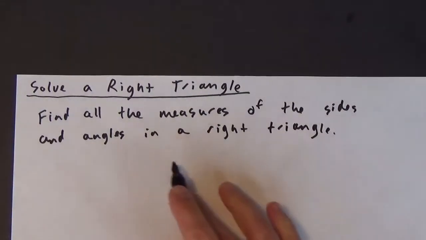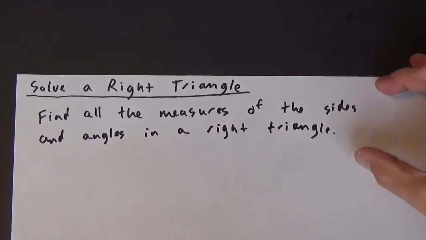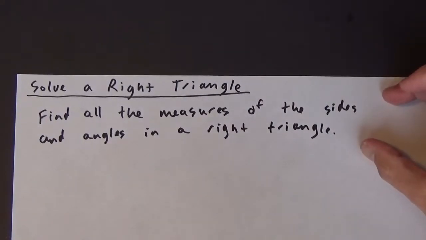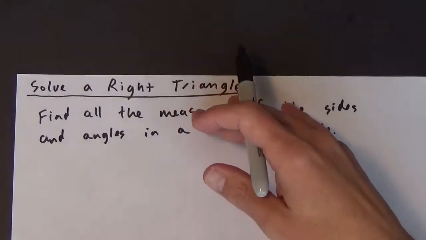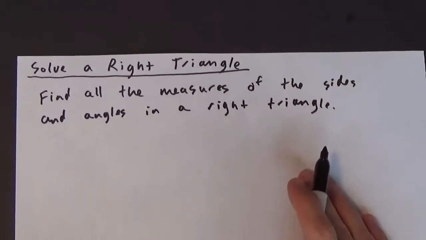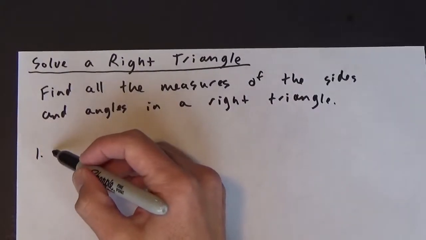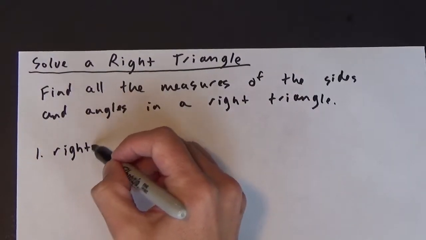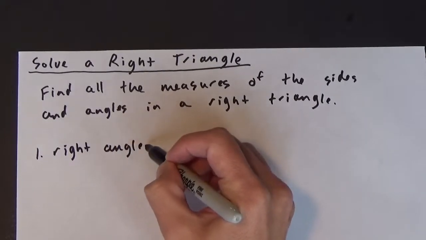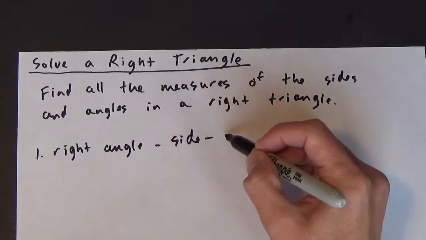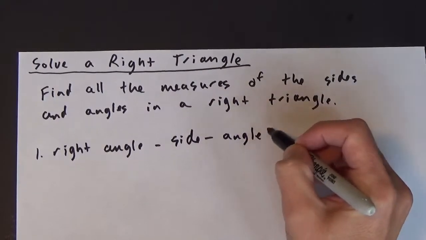All right, now the way this gets set up, it basically means you need to find three things. So in order to solve a right triangle, you have to be given three things. There are two situations. Situation number one, you're always given a right angle, and then you're given another side and another angle.